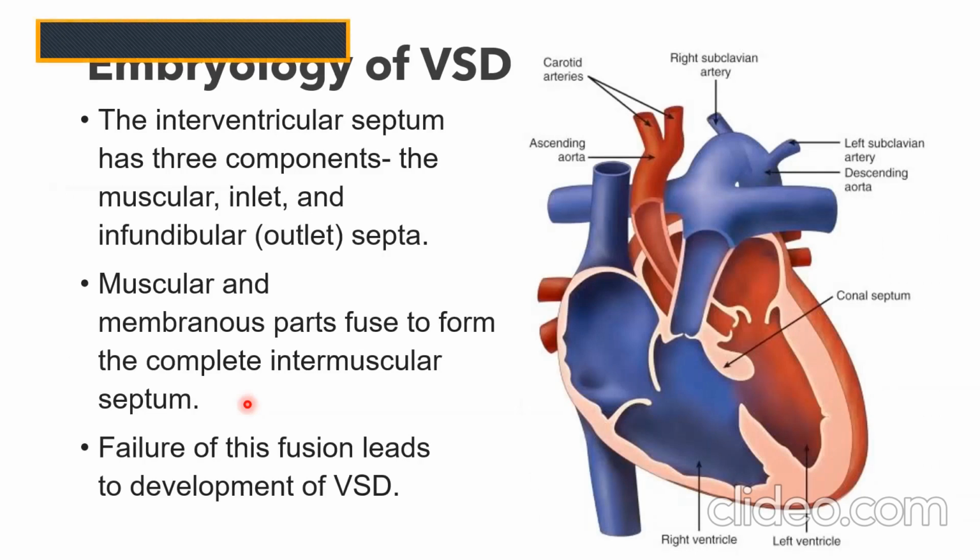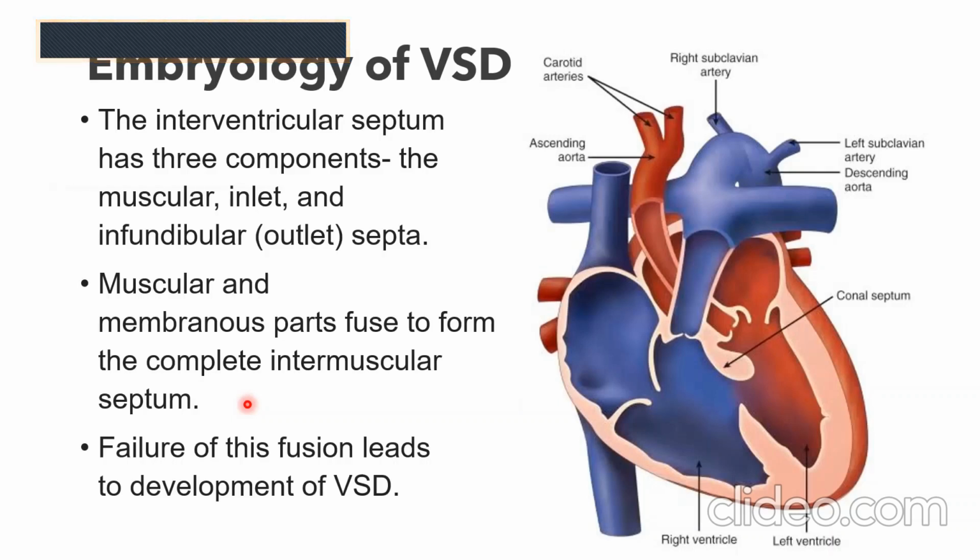Thank you, Rutuja. As we all know, ventricular septal defect basically means that there is a gap in the interventricular septum. To understand how this gap forms, we need to understand the embryology of ventricular septal defect. The interventricular septum has three components as discussed earlier: the muscular, the inlet, and the outlet.